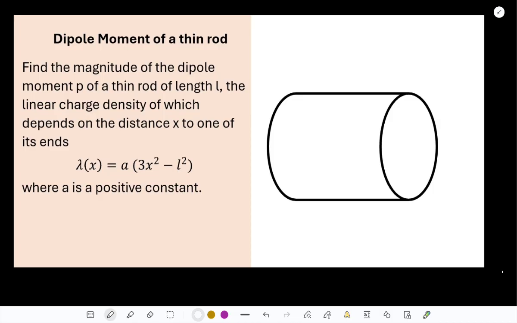We are still talking about electric dipoles, and here is a problem that says: find the magnitude of the dipole moment P of a thin rod of length L, the linear charge density of which depends on the distance x to one of its ends. Lambda of x is given as you can see in the statement, and a is a positive constant.